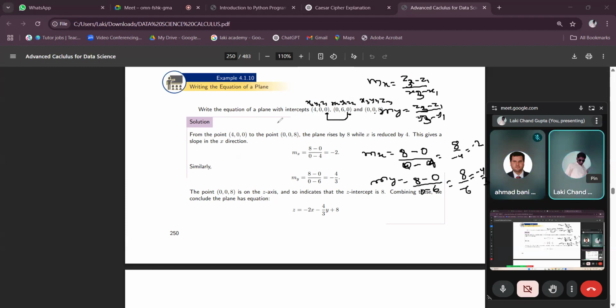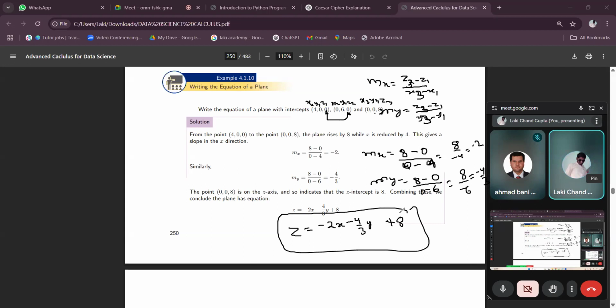Okay. Now what will the formula be? Mx, My, and there is a change of 8 units. How? Because the z axis is changed by 8 units, right? That's why you add. Okay. I will tell you one simple way. If you do not understand this, I will tell you a simple way.